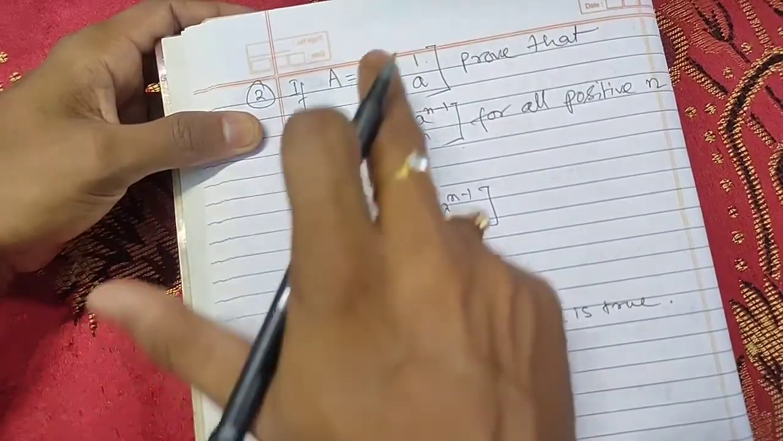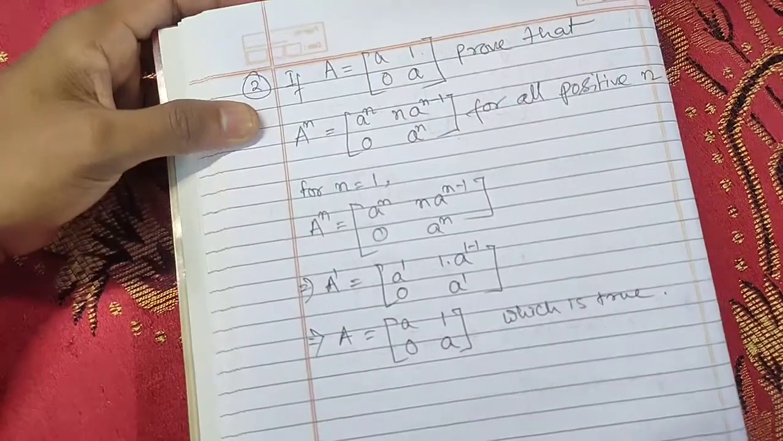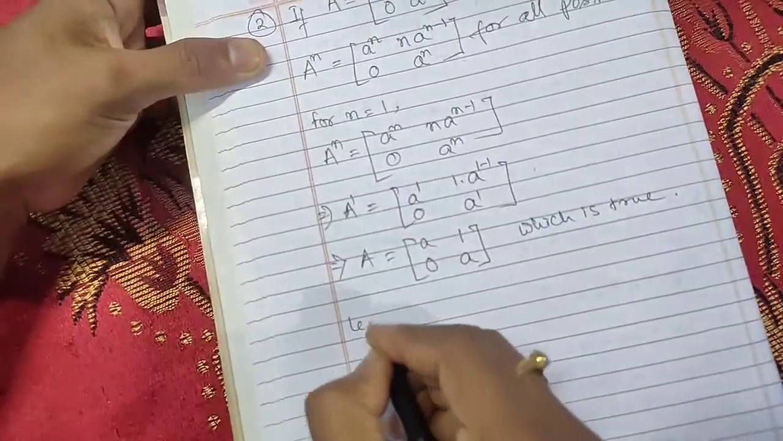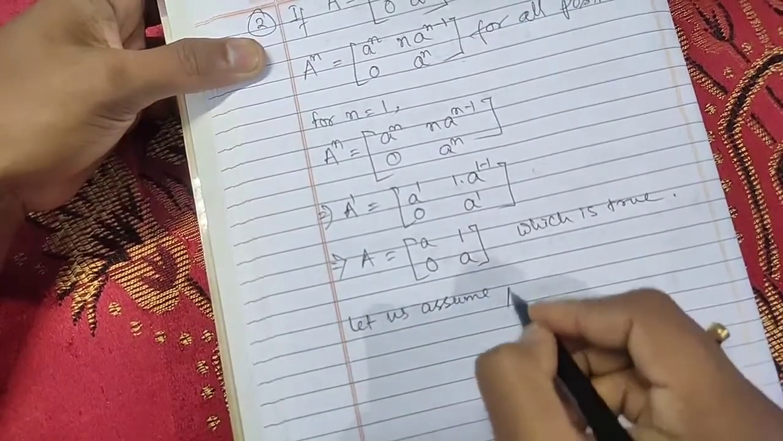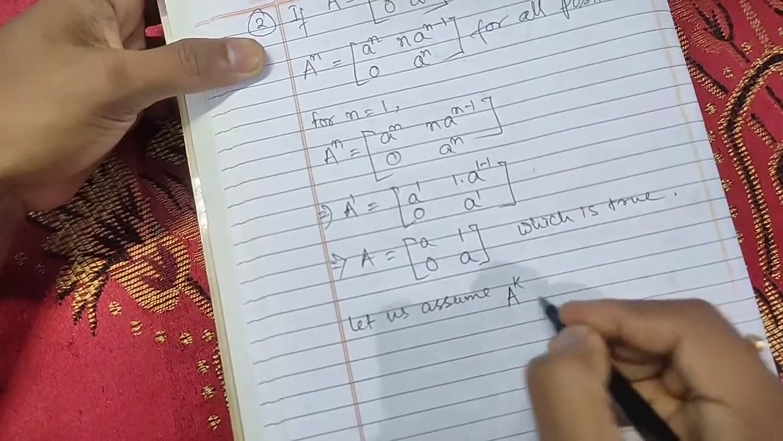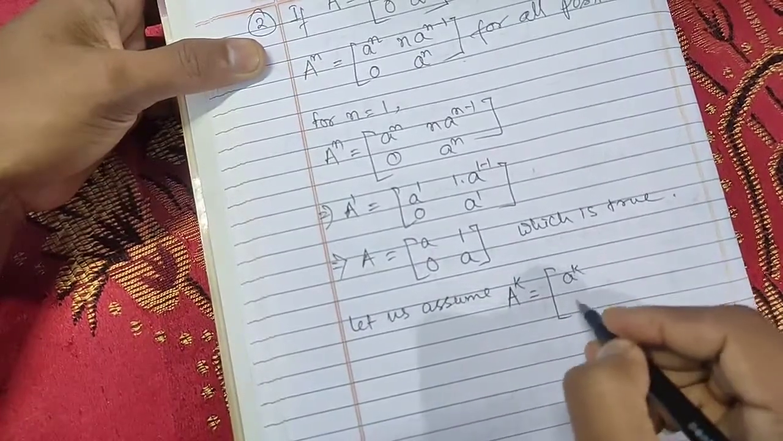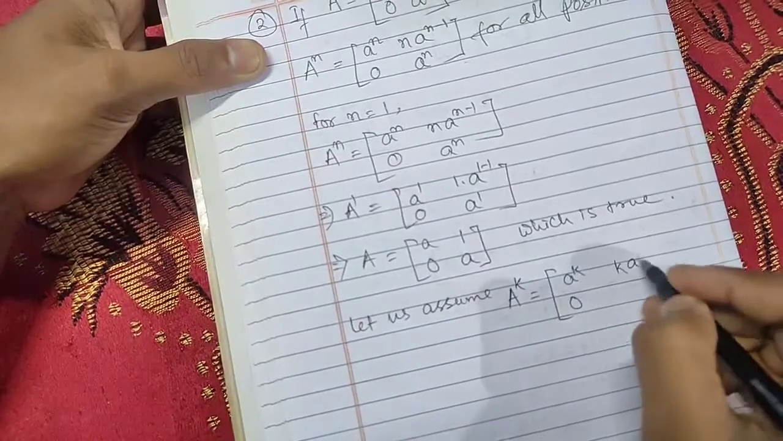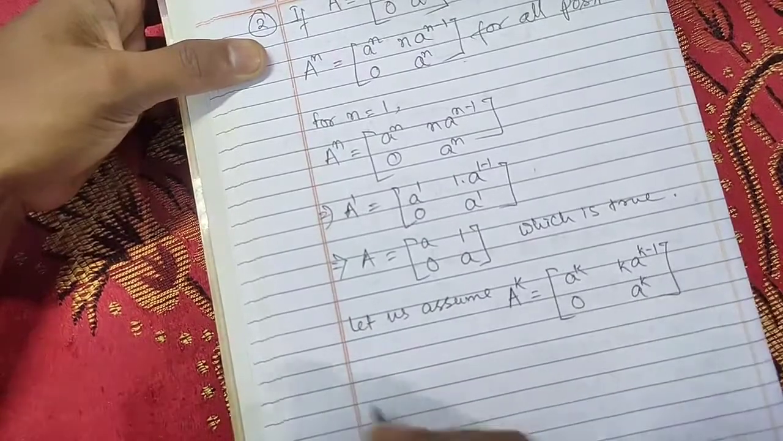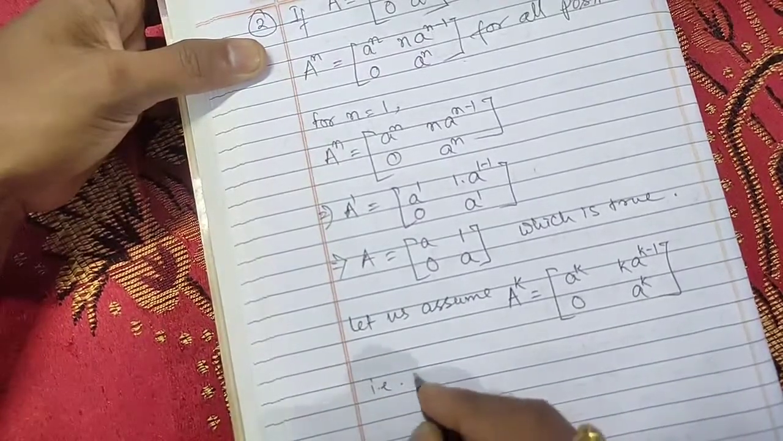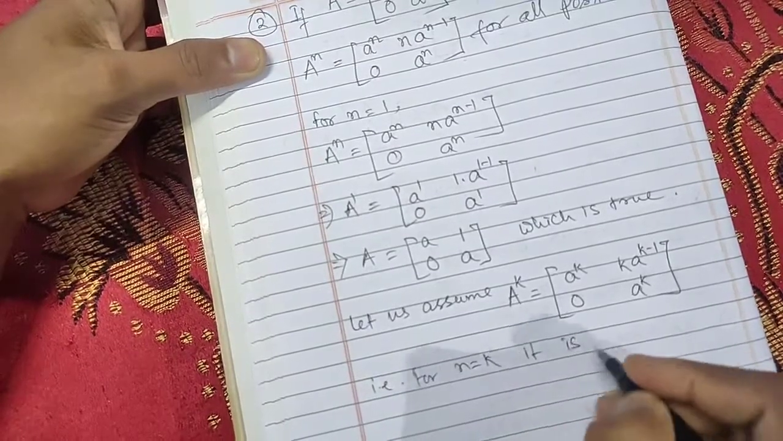Because the value of A is already given, for n equals 1 the result is true. Now let us assume A to the power k equals the matrix [a^k, 0; k a^(k-1), a^k]. That is, for n equals k, it is true.